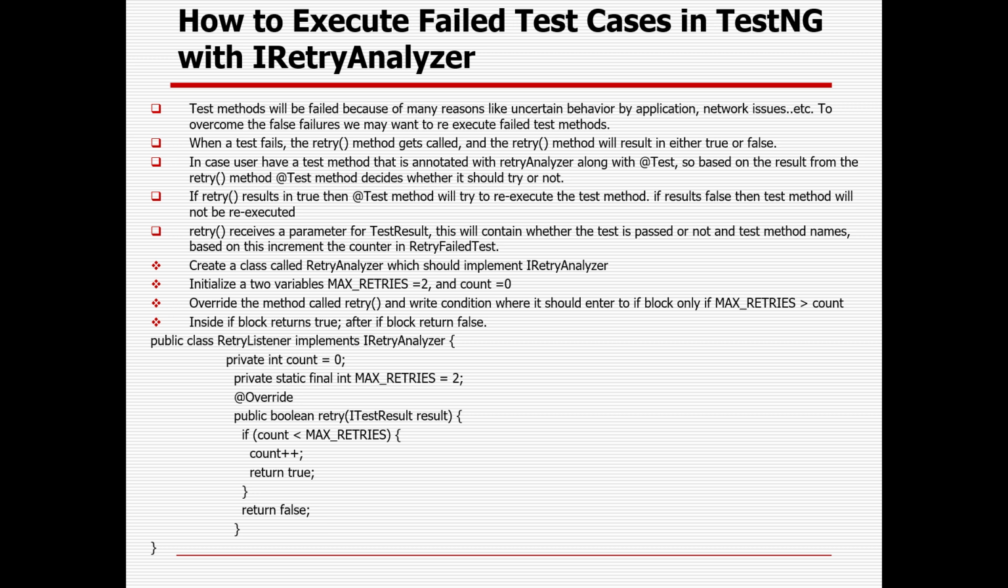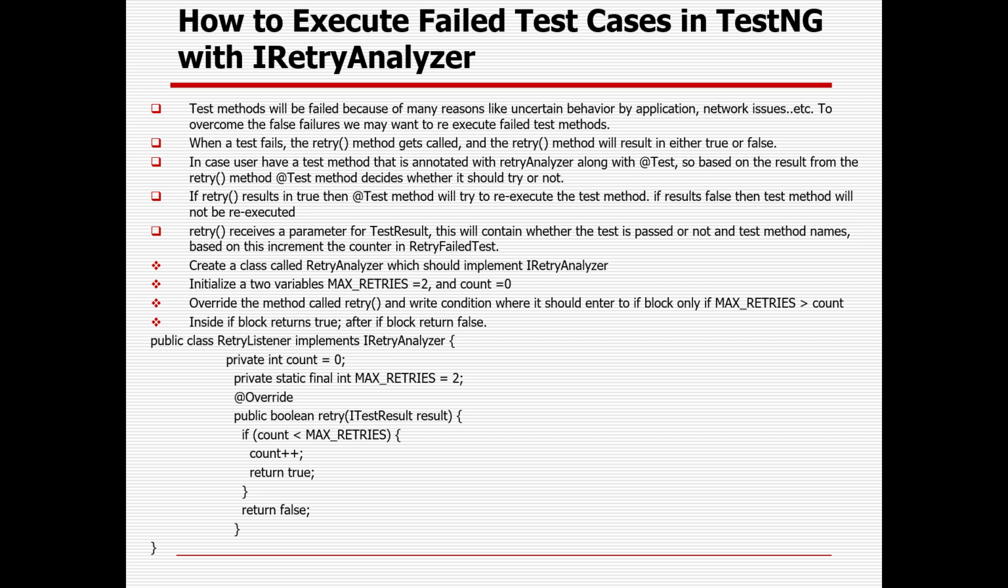A test method can fail because of many reasons, like uncertain behavior of the application or network issues. To overcome the false failure, the user might need to re-execute the failed test method a couple of times. So when a test fails, the retry method gets called and the retry method will return either true or false. If a test method is annotated with retry analyzer at the rate test, then based on the result from the retry method, the test will decide whether it should retry or not. If the retry result is true, then the test method will be re-executed. If the result is false, the test method will not be executed.